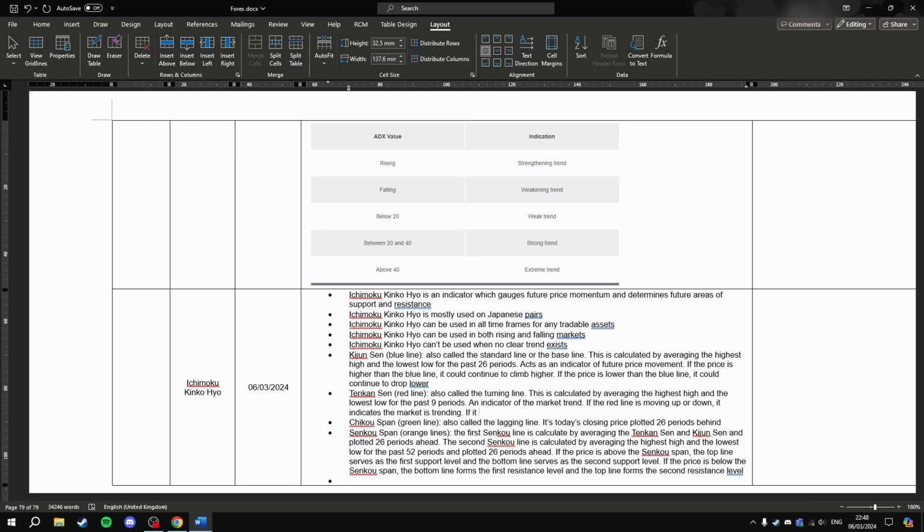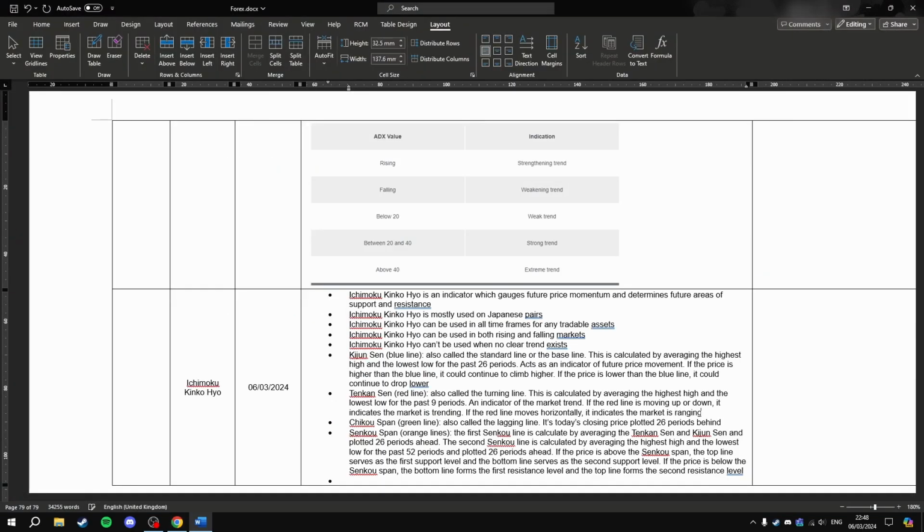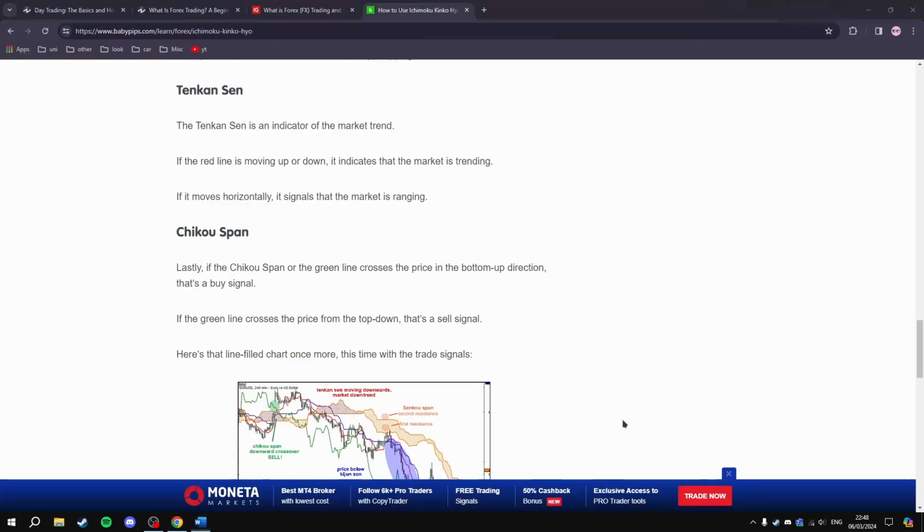If the red line moves horizontally, it indicates the market is ranging. Right.